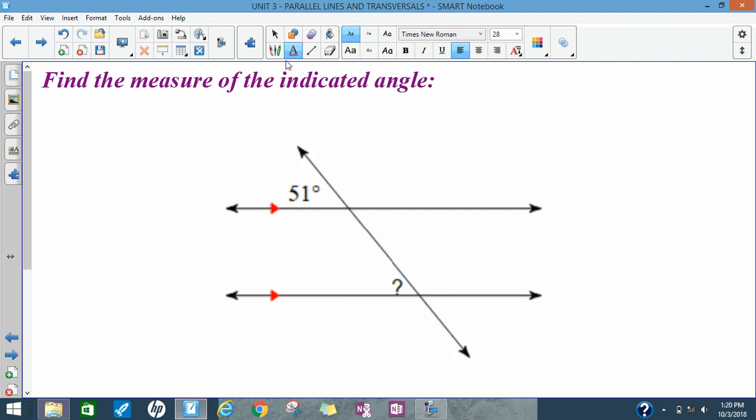Same idea here. This time I have one exterior angle that's 51 degrees, and now I have one interior angle. Remember that the interior of the picture is between the two lines being intersected. So in this case, between the two parallel lines is considered interior. They look like they're the same size. That's because they are. They're both corresponding angles, and so that angle question mark should be 51 degrees.